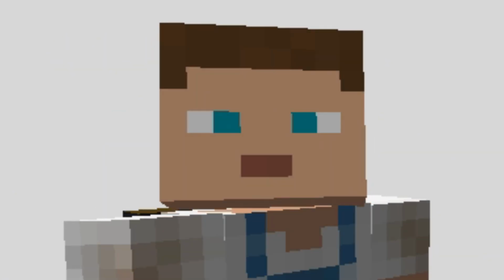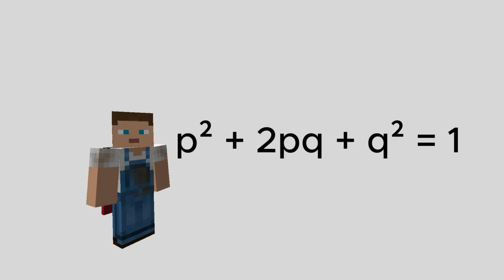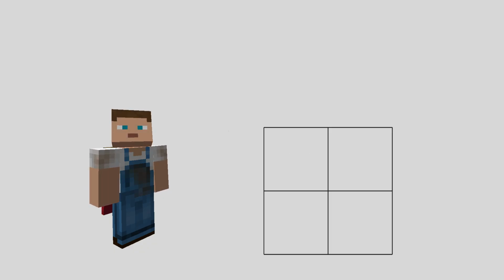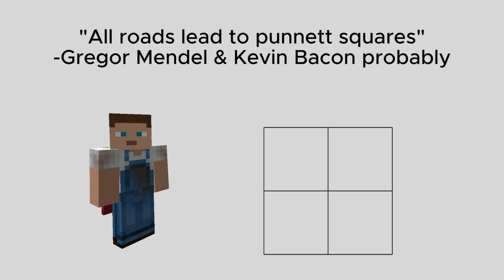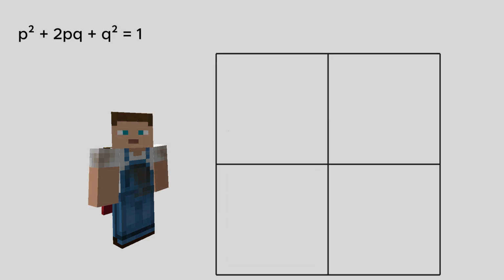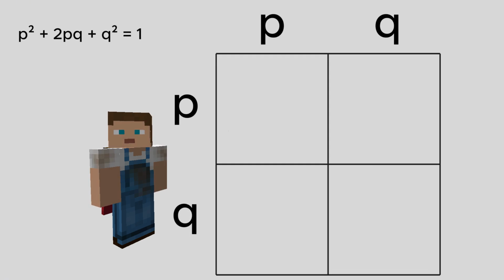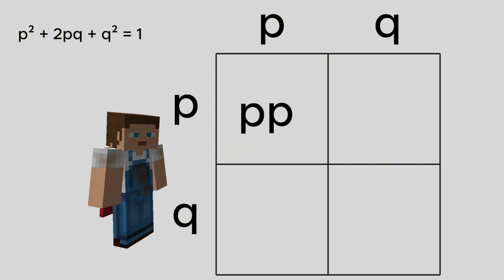Yay, math! But often, that equation is used as a tool to find the answer to our second equation. Our second equation is P squared plus 2PQ plus Q squared is equal to 1. It looks complicated. I promise it isn't. We can visualize it with a Punnett square. That's the famous biology saying, all roads lead to Rome, Punnett squares. If we just put P and Q up here, and then P and Q on the side, we see that in this box it's PP.